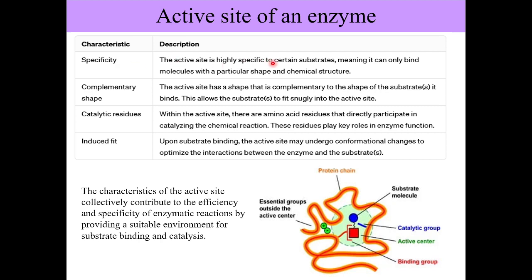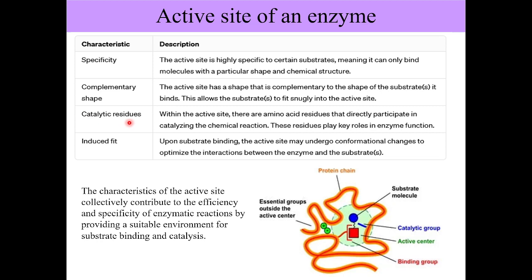Okay, so the active site is highly specific to certain substrates, meaning it can only bind molecules with a particular shape and chemical structure. Regarding complementary shape, I told you this is like the lock and key mechanism of enzyme binding that we have studied. So the active site has a shape that is complementary to the shape of the substrate it binds. It allows the substrate to fit snugly into the active site.